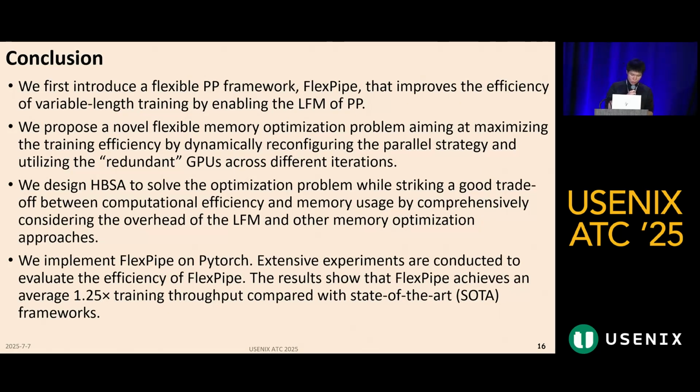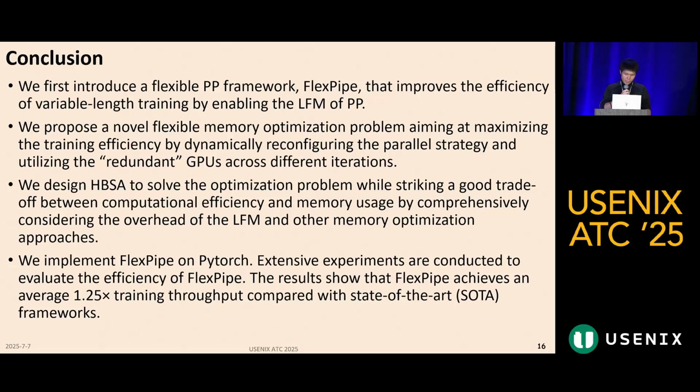In conclusion, this work makes the following contributions. Firstly, we introduce a flexible pipeline parallelism framework, FlexPipe, that improves the efficiency of variable-length training by enabling the flexibility of PP. Secondly, we propose a novel flexible memory optimization problem, aiming at maximizing the training efficiency by dynamically reconfiguring the parallel strategy and utilizing the redundant GPUs across different iterations.